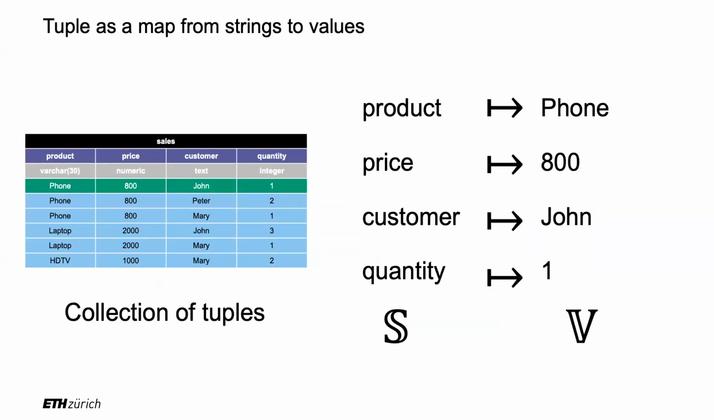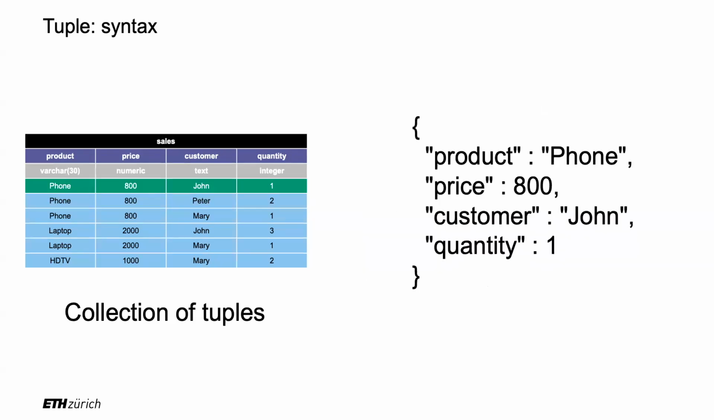Now, you remember that a table is a collection of rows. The rows are also called records or tuples, there are plenty of names. The one highlighted in green here, phone, 800, John, 1, that's one record, one tuple in that table. You can see it as a map from attributes to values, from strings to values. Product is assigned to phone, price is assigned to 800, customer is assigned to John, and quantity is assigned to 1, for the record highlighted in green. This is basically the mathematical view of this record.